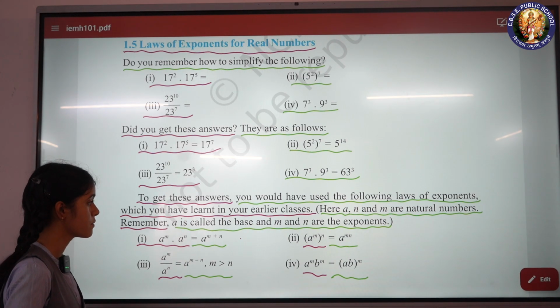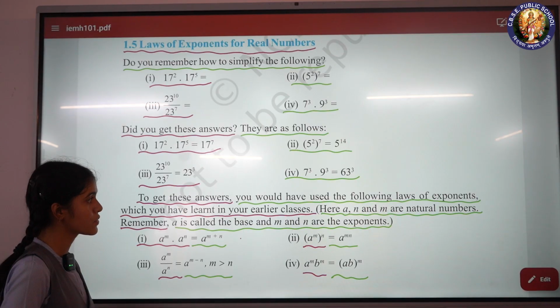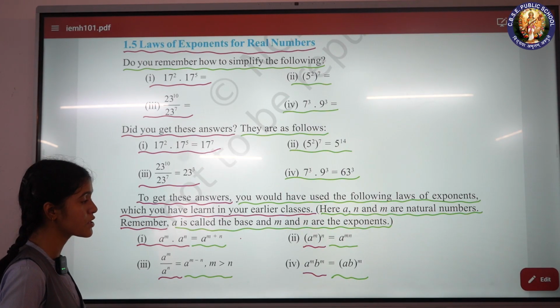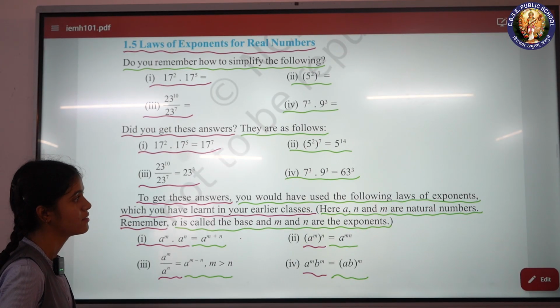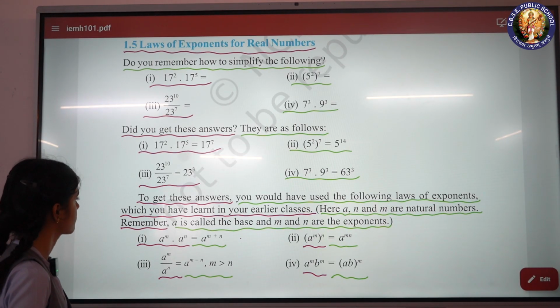Fourth, 7 to the power 3 into 9 to the power 3 is equal to 63 to the power 3.